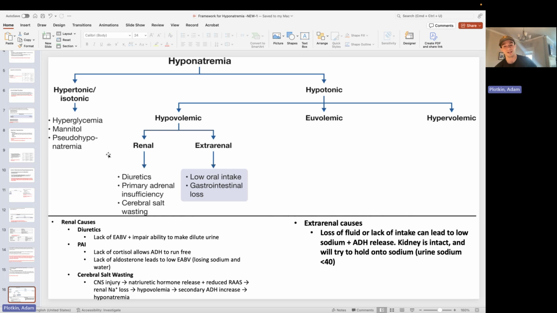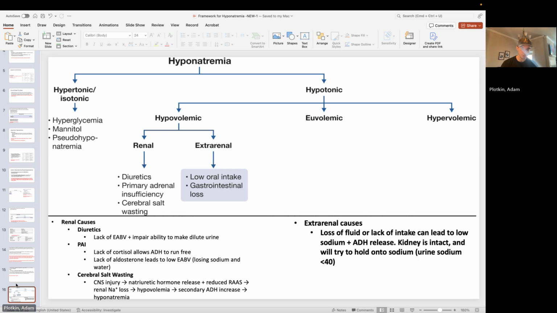But in this case, the kidneys are appropriately holding on to sodium, so my urine sodium is less than 40. We want to consider low oral intake and GI losses, so things like vomiting and diarrhea. In this case, a lack of forward flow is going to do exactly what we've talked about prior in the lecture. But in this case, my kidneys are not impacted, right? It's not a diuretic problem. We haven't lost aldosterone. We just have less forward flow of blood. So the kidney tubule system is working totally fine. It's going to hold on to urine sodium.